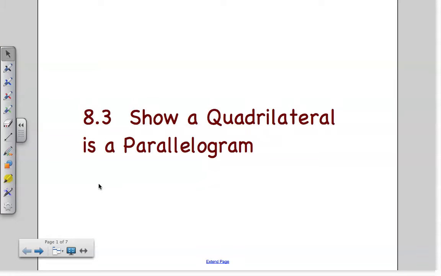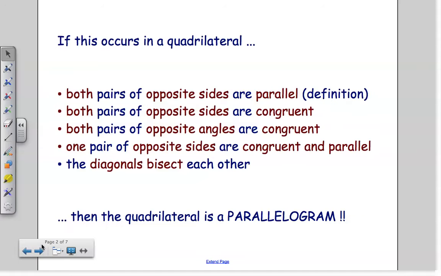Section 8.3, we're going to show that a quadrilateral is in fact a parallelogram. We talked about properties of parallelograms yesterday. We're going to look at those properties and what necessarily would make a quadrilateral a parallelogram. I basically just listed these all out as bullet points here. If any of these things occur in a quadrilateral, then the quadrilateral is a parallelogram.